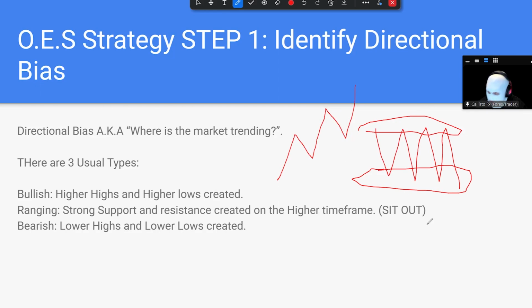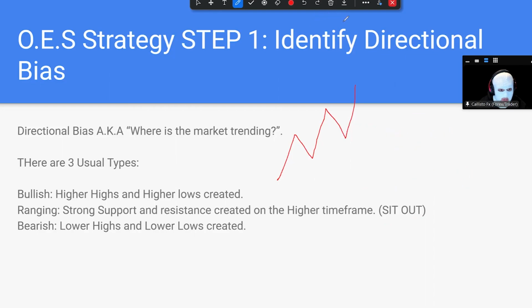If you do see this kind of price action, I want you to sit out from using this strategy. You do not want to be trading in a ranging market with this strategy because this works a lot better in a trending market. The third scenario is bearish, where you have lower highs and lower lows, forming bearish structure. Very simple. I think everyone should be clear.